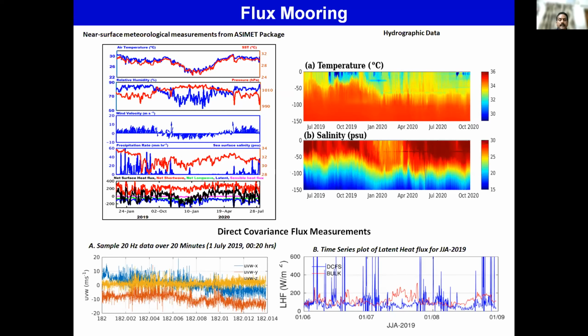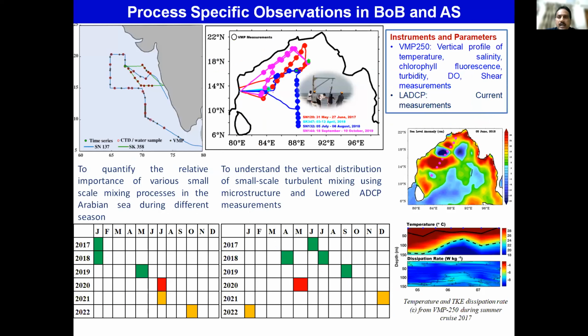So in addition to this flux mooring, we also conducted process-specific observations both in Bay of Bengal and Arabian Sea, where we have conducted 7 cruises, where we have used vertical microstructure profilers and lower ADCP to obtain high-resolution observations, mainly to understand the small-scale turbulent mixing using the microstructure as well as this LADCP. So we have covered most of all the seasons since 2017 to 2021. We are going to have one more cruise in December as well as in January. And I can say that in one of the cruises, we have already collaborated with Professor Mani to understand these internal waves off Paradeep. So probably, I hope, he may show the results in his presentation.